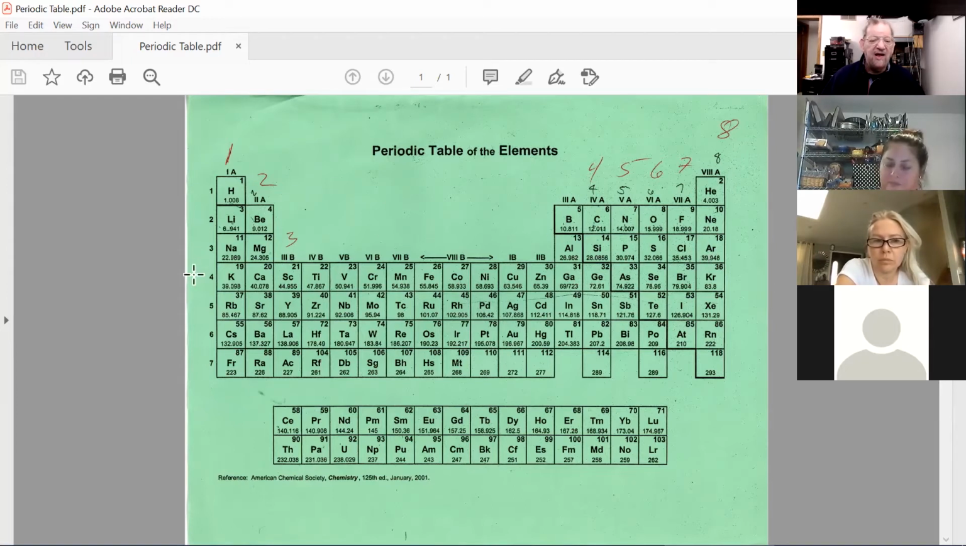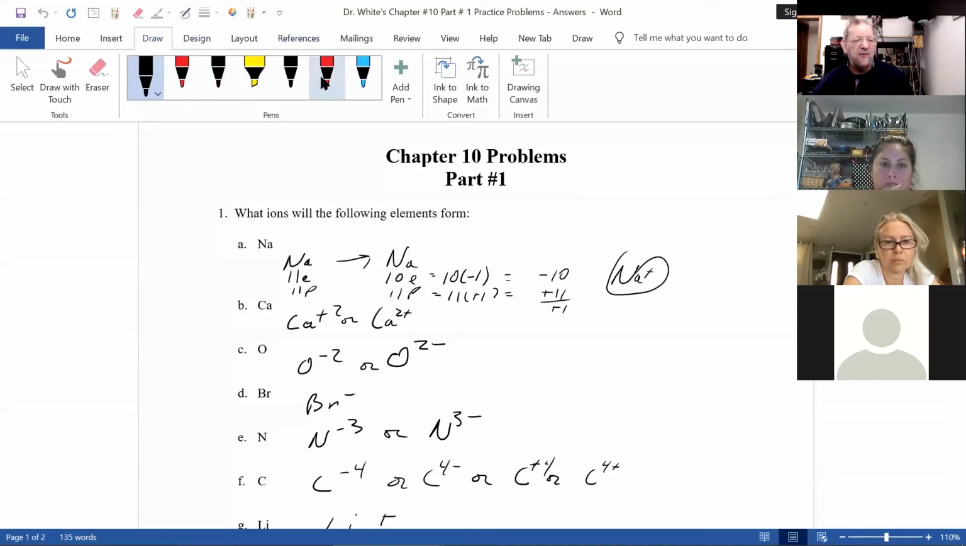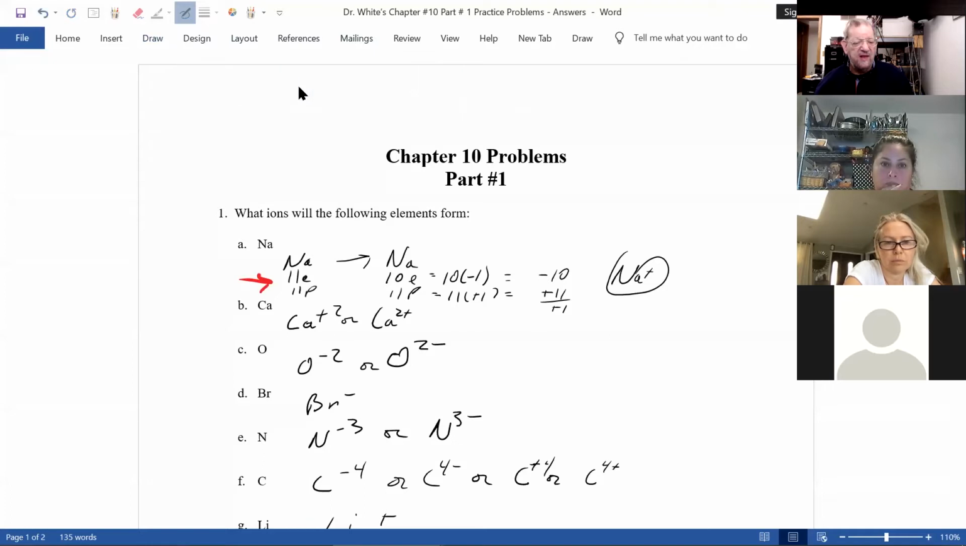11 is closer to 10 than 18. Therefore, sodium wants to have the same number of electrons as neon, an octet of valence electrons, so it wants to have 10 electrons. Sodium has 11 electrons, 11 protons. It wants to have 10 electrons.